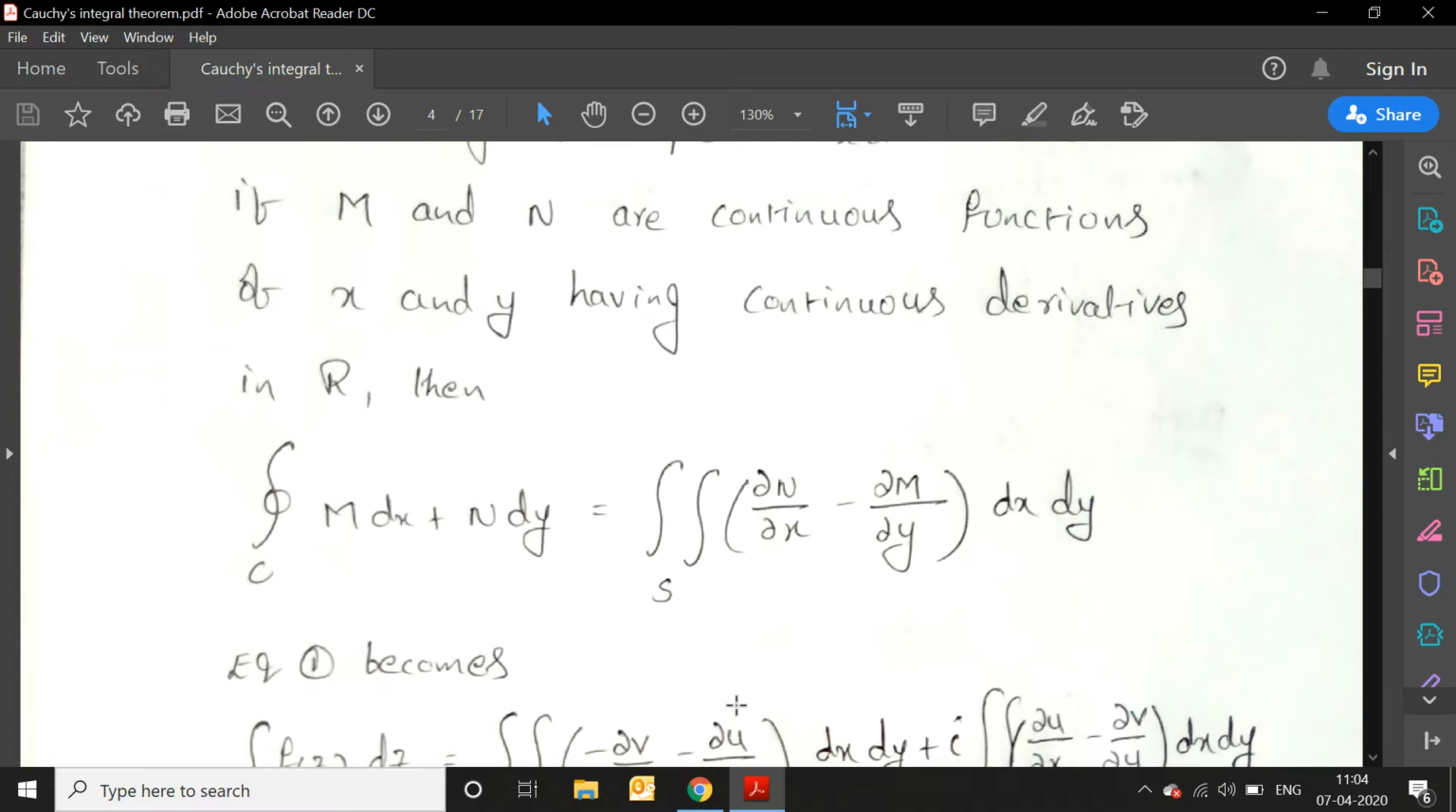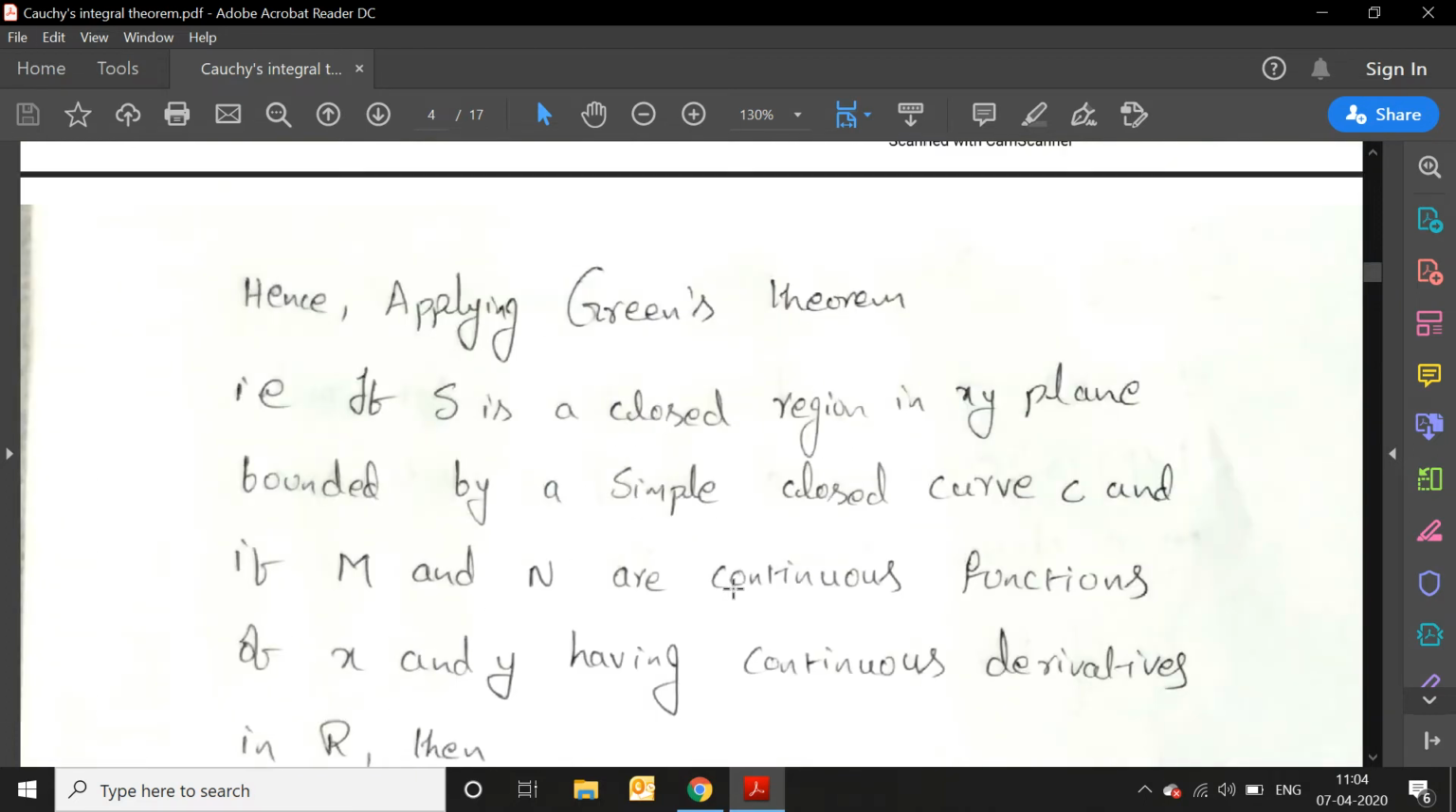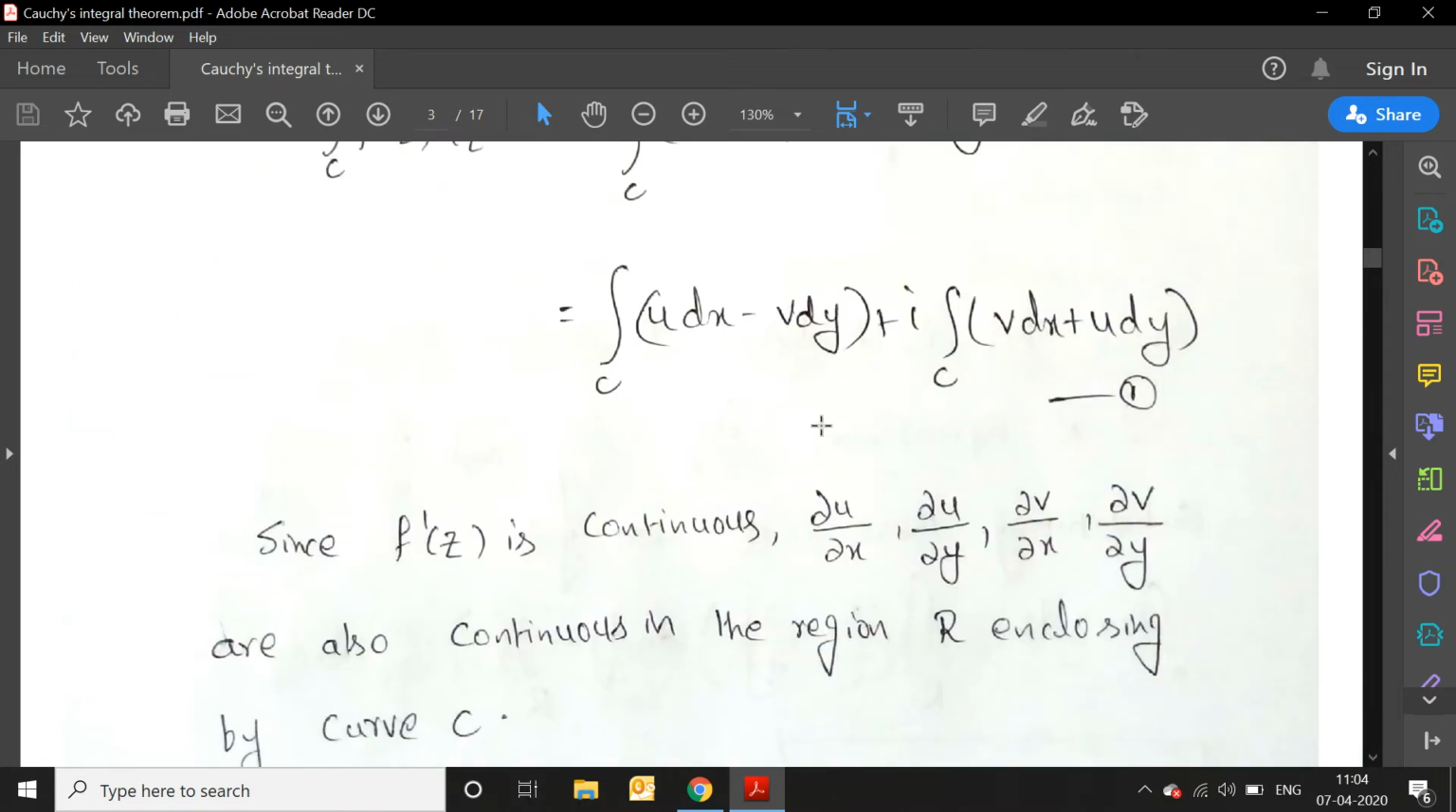So now equation 1 becomes equation 2. In the RHS part, the two integrations are compared with the LHS of Green's theorem, which is in the form of M dx + N dy. Here M is u, N is −v.